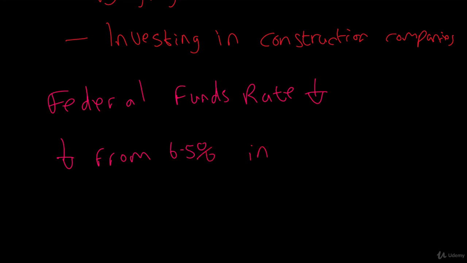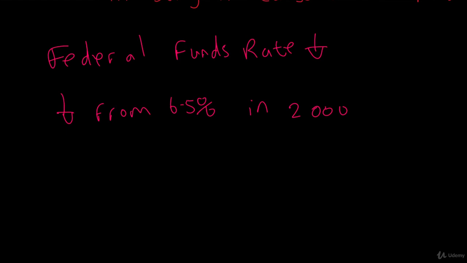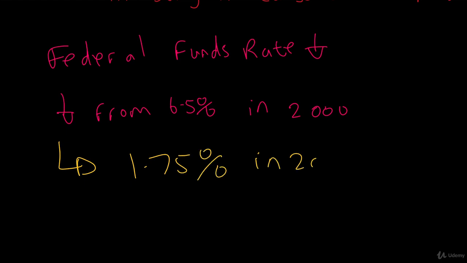from 6.5% in 2000 to 1.75% in 2001. So this is May of 2000, this is December of 2000. So as you can see, within a year and a half, the federal funds rate was almost cut by 75%, which is a major reduction.